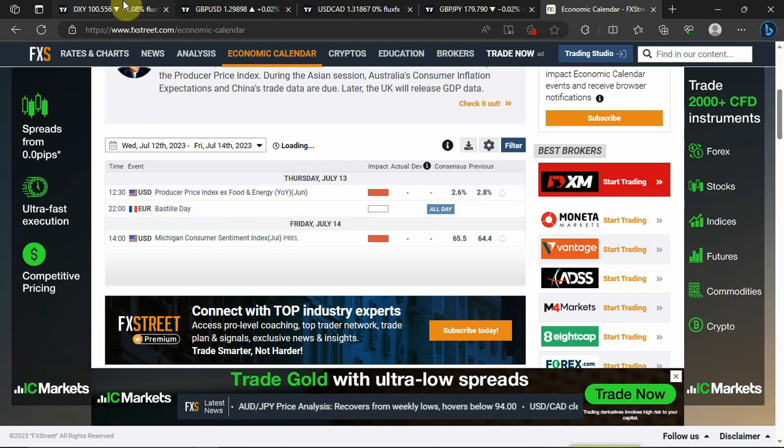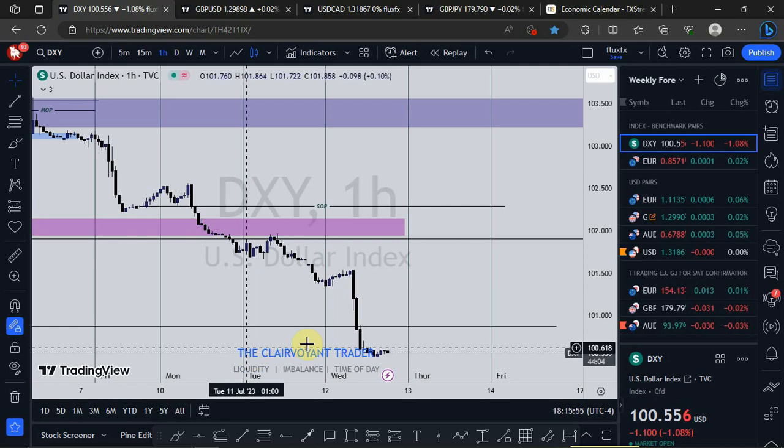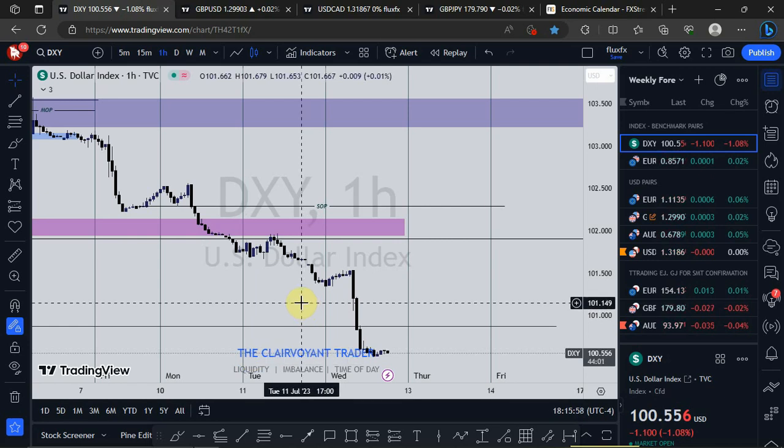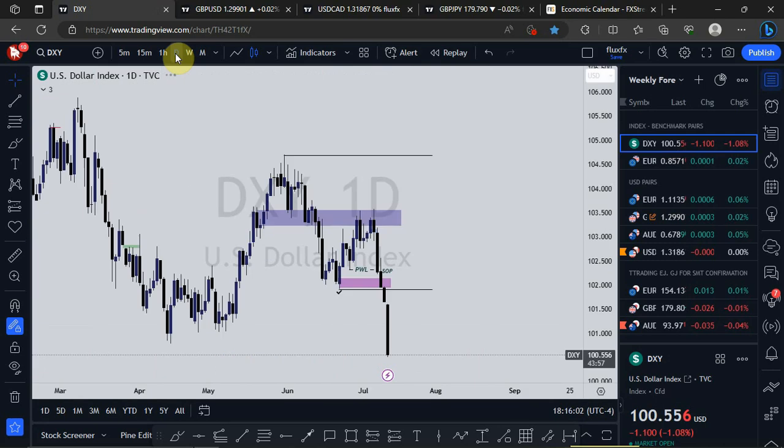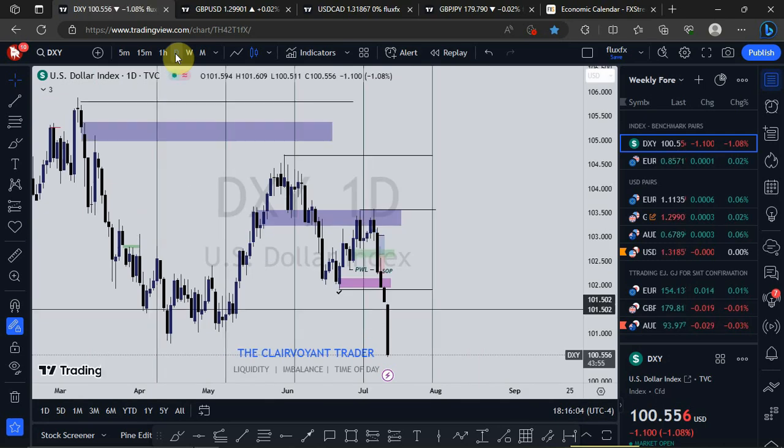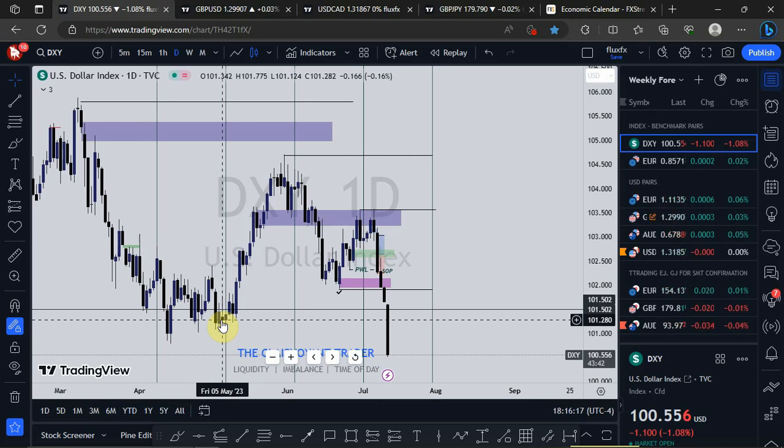Let's go into the chart to see what is happening. We start with the dollar index. I made you aware in my previous update that I'm expecting price to move to the downside, and look at what happened, beautifully. I was expecting price to take out this low, and the price has done exactly that. Today was crazy. Today's price action was very crazy. Things were really on point.